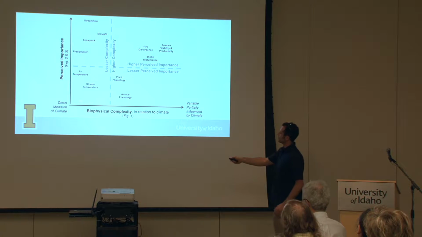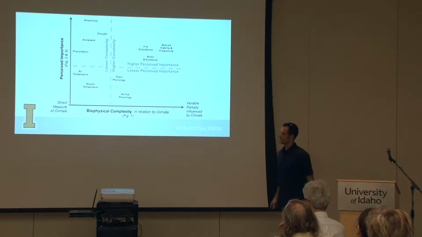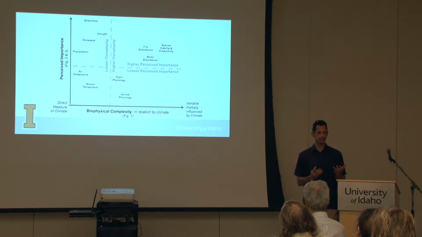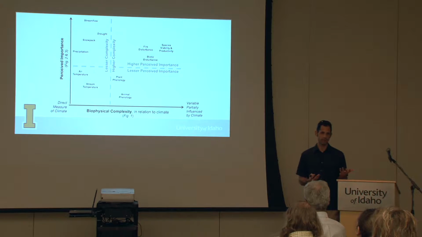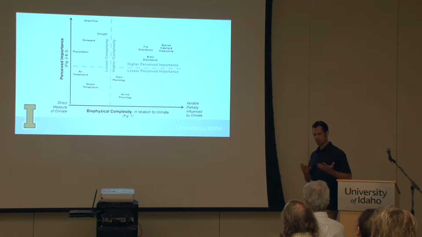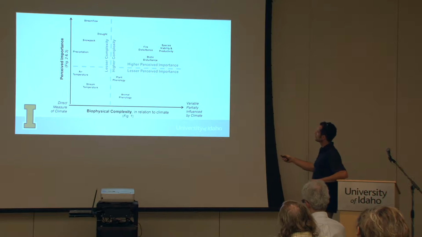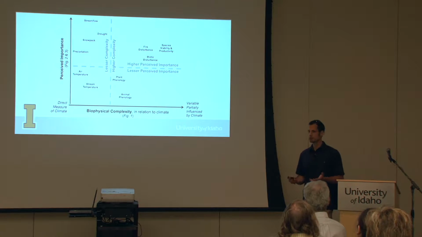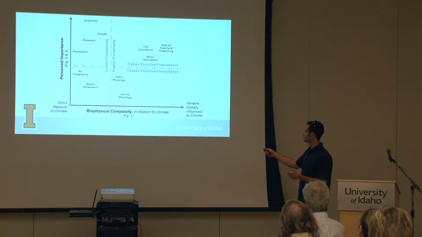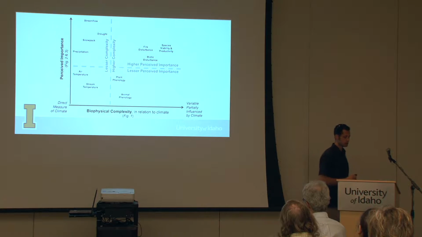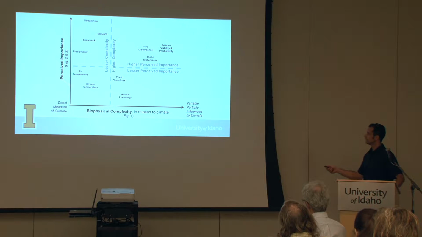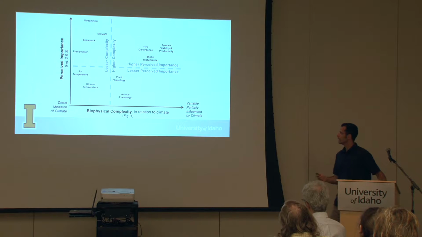As we move from the left to the right on this diagram, we go from indicators that are pretty much directly related to climate, air temperature and precipitation, that's pretty much climate by itself. As we move further to the right, we start dealing with indicators that are influenced by climate, but also influenced by other things. This moves us into a lot of the ecological indicators. So we looked at all of these indicators that were out there.